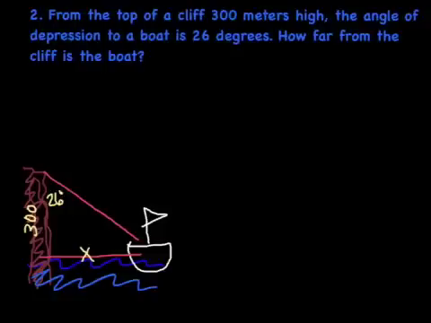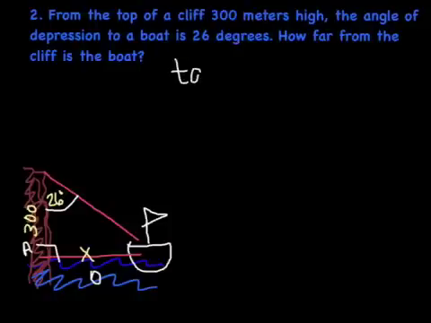Okay, here's my attempt at drawing a boat and a cliff. The cliff is 300 meters high. The angle of depression, so we're going down, is 26 degrees. How far from the cliff is the boat? So, we have our right triangle that's formed, and we have to label our sides. So here's our angle. X would be our opposite side, and 300 would be our adjacent side. So opposite and adjacent, we're looking at tangent.